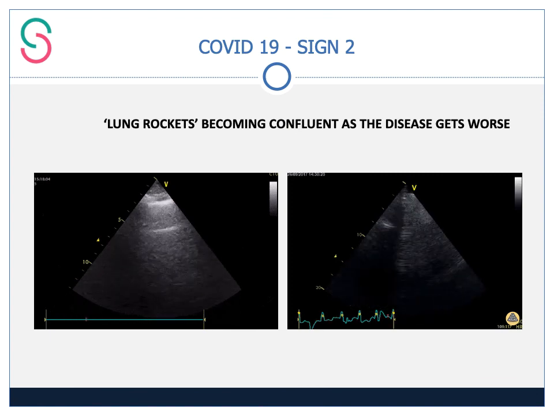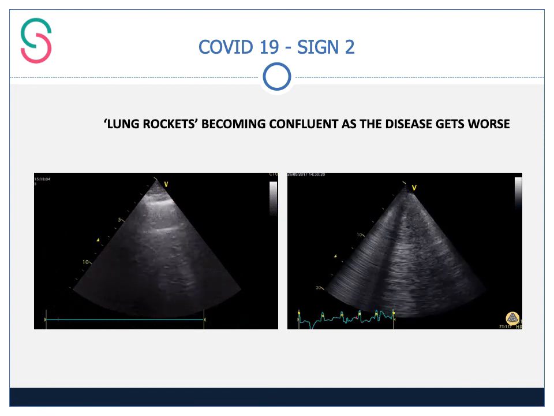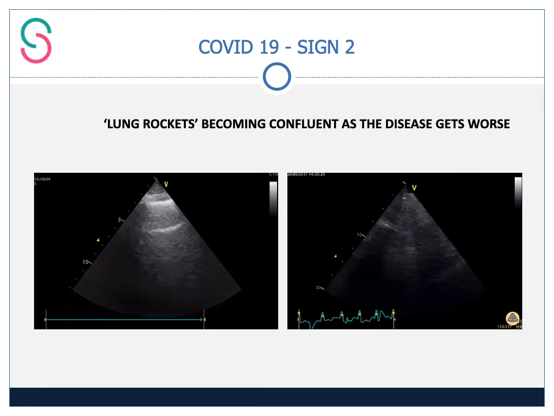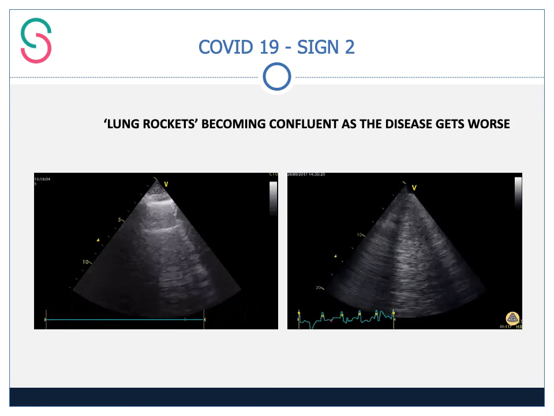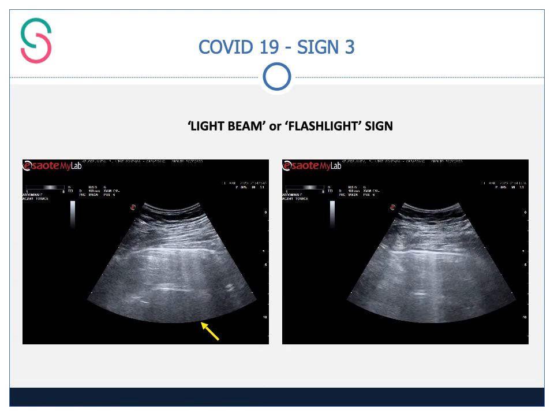And the other feature about lung rockets in COVID-19 is that as the disease becomes more severe, and this correlates with symptoms and degree of hypoxemia, the lung rockets become more confluent. And it can lead to a feature called the so-called light beam or flashlight sign, where B lines merge together and appear and disappear like a flashlight. And this seems to be a fairly typical finding in severe COVID-19 pneumonia. And here's another video demonstrating that.